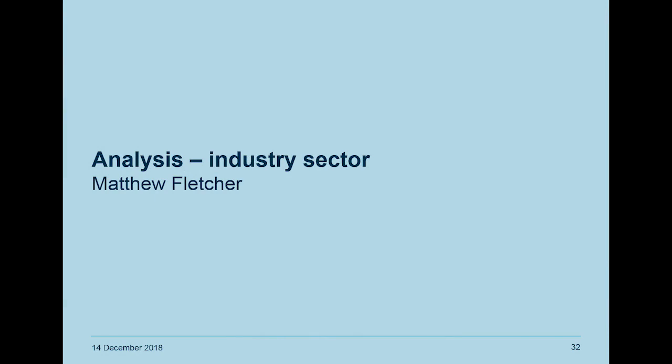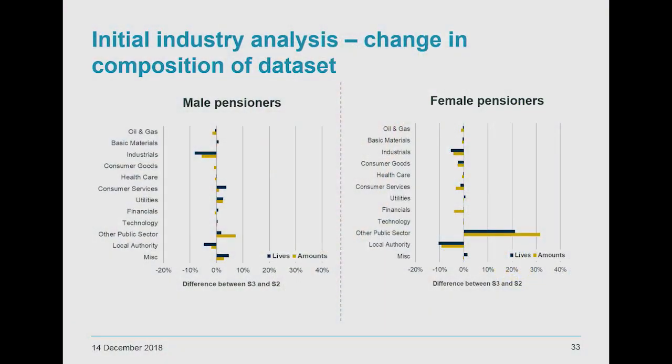Okay. The second thing that was requested was an industry sector analysis. There's more to come in 2019 on this. We will do a paper doing a full set of industry analysis, but this is something that we looked at, essentially comparing S2 with S3, the different proportions in the particular industries. These two charts show by how much the proportions of the data within different industries have changed between S3 and S2.